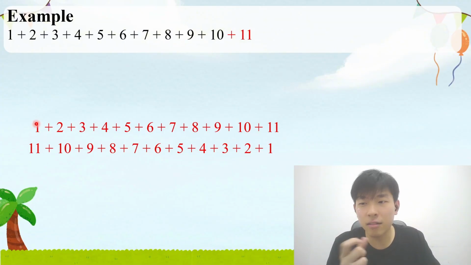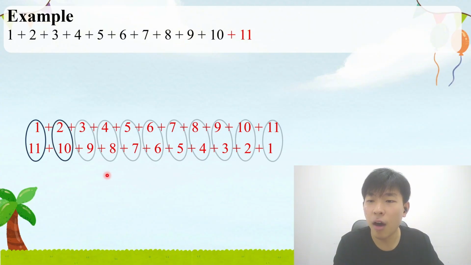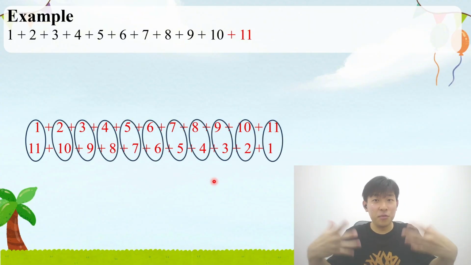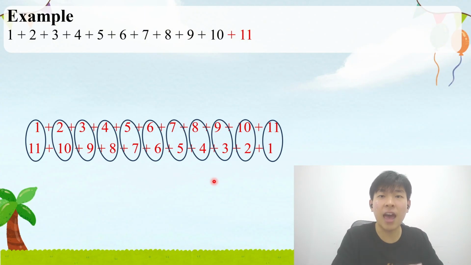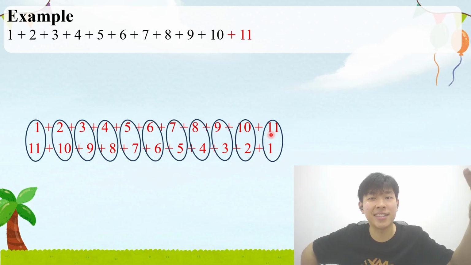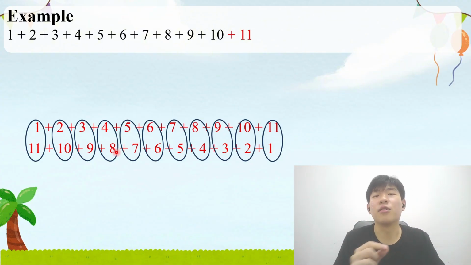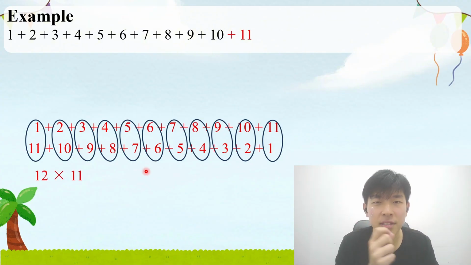Here, you see up and down, the first and the last number, the second and the second last, third and the third last. So all we need to do is just pair them all up. Then we can have all of them as 12. Very nice. So here, how many pairs do I have? I have 11 numbers, 1 until 11, so I have 11 numbers, which means that I have 11 pairs. And every pair has a sum of 12. Very good. So here, all we need to do is just 12 times 11.